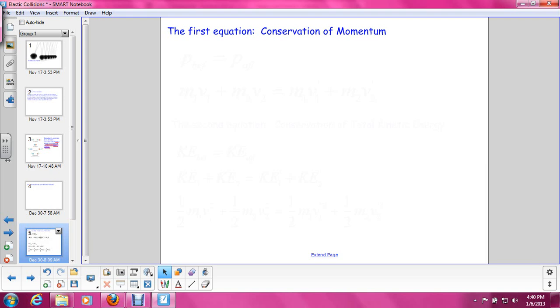So we have two equations that apply to elastic collisions. The first one we already know, the conservation of momentum. Momentum before equals momentum after. Elastic collisions are ones in which the objects do not stick together. They stay two separate objects. So we have the momentum of the first object, m1v1, plus momentum of the second object, m2v2, and that's before the collision. And that's equal to momentum after the collision, m1v1 prime plus m2v2 prime. So they stay two separate objects.